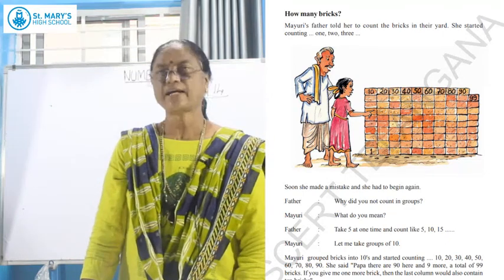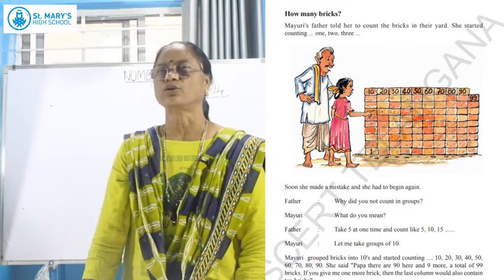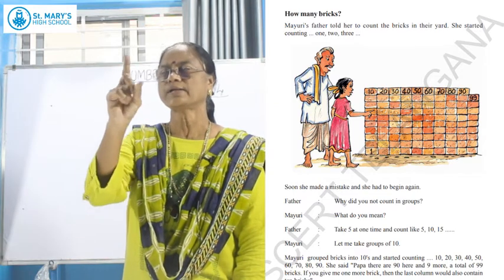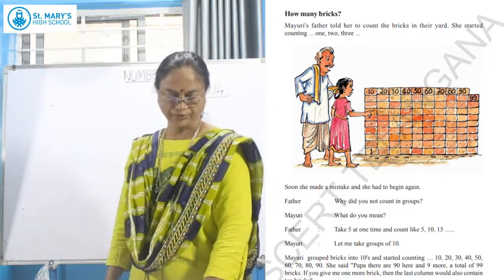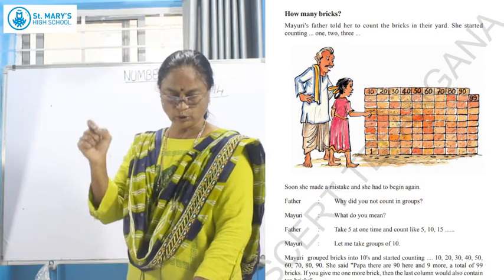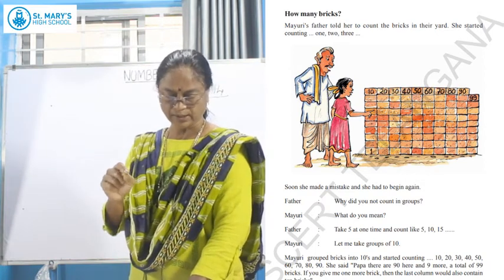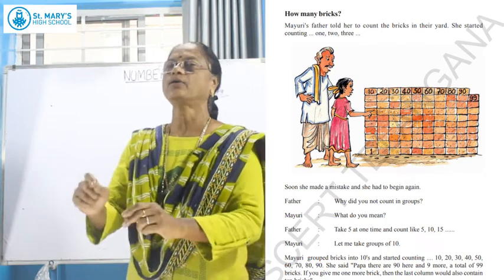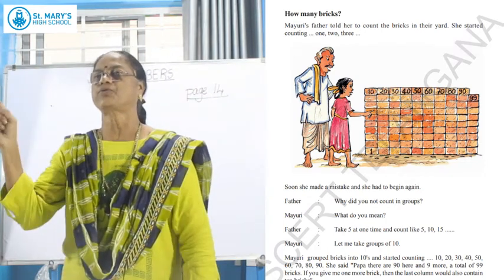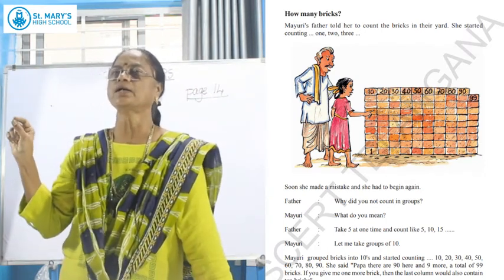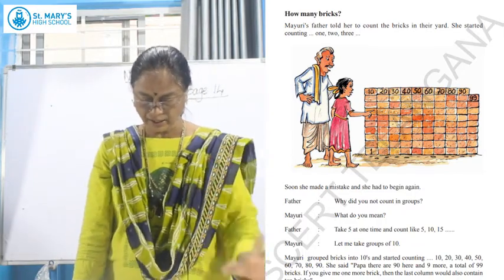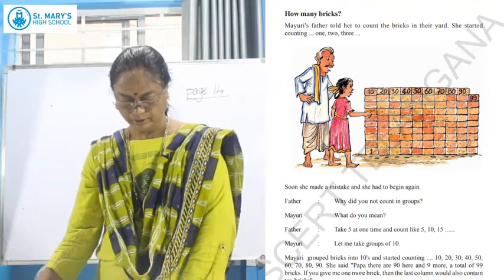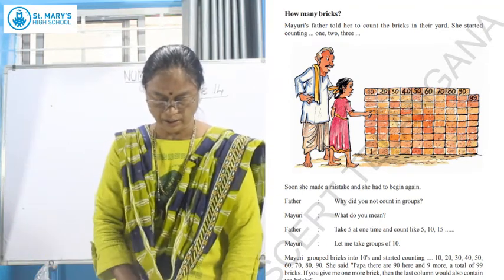5. Then Mayuri says, no Dad, I am going to count 10, 10, 10. See there. Let me take groups of 10. Mayuri grouped bricks into tens and started counting 10, 20, 30, 40, 50, 60, 70, 80, 90, and so on. Papa, there are 90 here and 9 more, a total of 99 bricks.